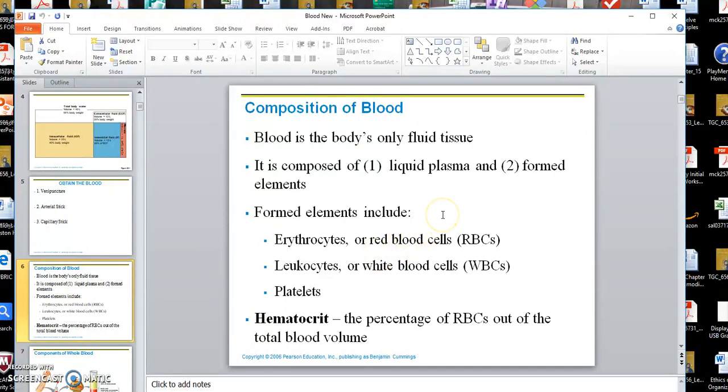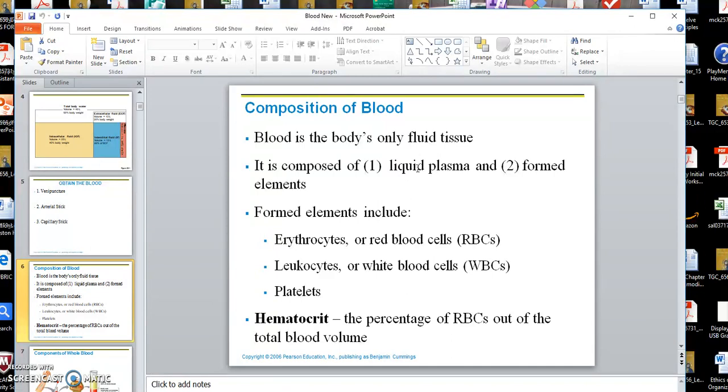The composition of blood is basically this. You have what we call the plasma portion of the blood. Now, plasma minus some of the clotting factors is what we call serum. But the two components of blood are the plasma and the formed elements.